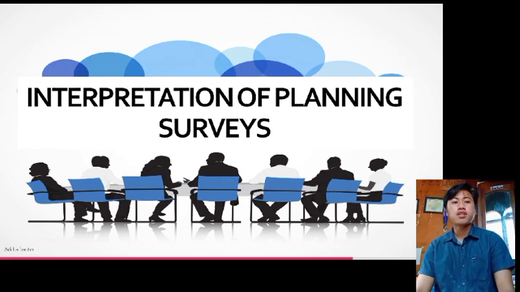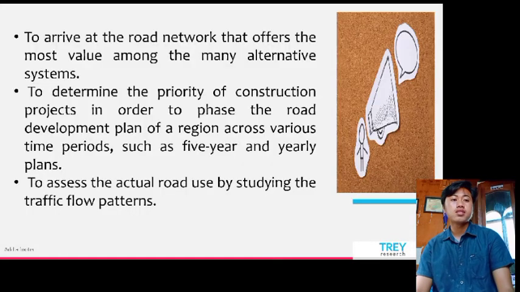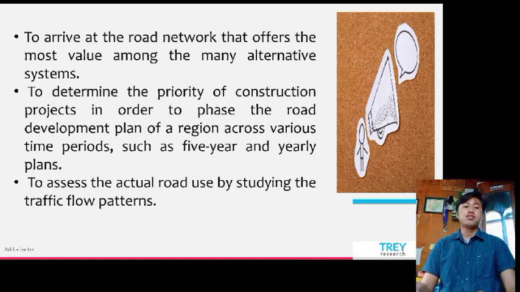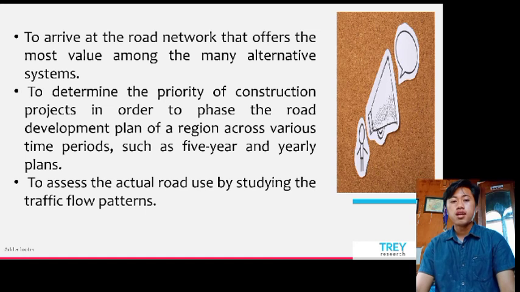To arrive at the road network that offers the most value among the main alternative systems, to determine the priority of construction projects in order to face the road development plan of a region across various time periods such as 5-year and yearly plans, and to assess the actual road use by studying the traffic flow patterns. As a result, this data may reveal congestions that require rapid attention.